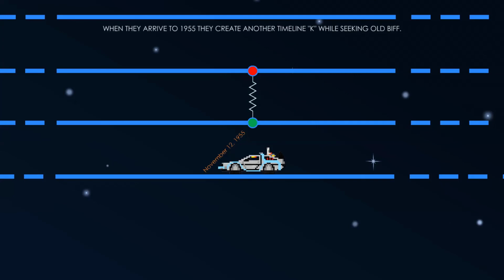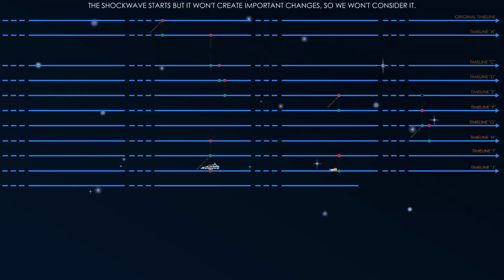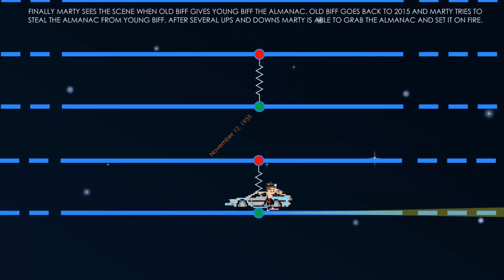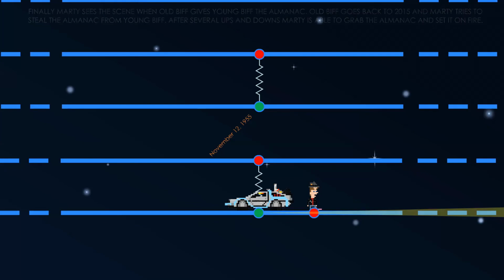When they arrive in 1955, they create another timeline, K, while seeking old Biff. The shockwave starts but it won't create important changes, so we won't consider it. Finally, Marty sees the scene when old Biff gives young Biff the almanac. Old Biff goes back to 2015 and Marty tries to steal the almanac from young Biff. After several ups and downs, Marty is able to grab the almanac and set it on fire.